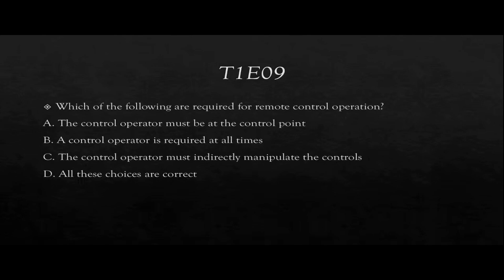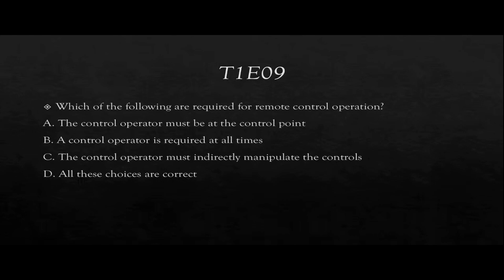So again, let's go back to a couple of things we talked about. A. The control operator must be at the control point. We talked about that earlier, that is true. Even if the control point is a web page that I'm accessing, as a control operator, I'm still at the control point. B, a control operator is required at all times. That is 100% true. If you're the control operator, you must be present there.